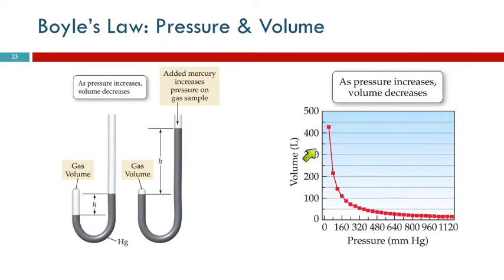This is what a graph of the results would look like. Here's the volume of the gas in liters versus the pressure. So what we do is we change the pressure by adding mercury, so we're going from low pressure to high pressure, and measuring the volume, and so we go from high volume to low volume. As the pressure increases, the volume decreases.